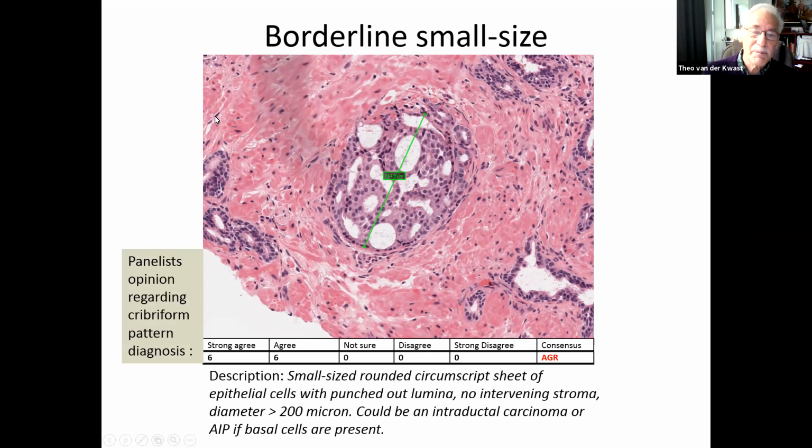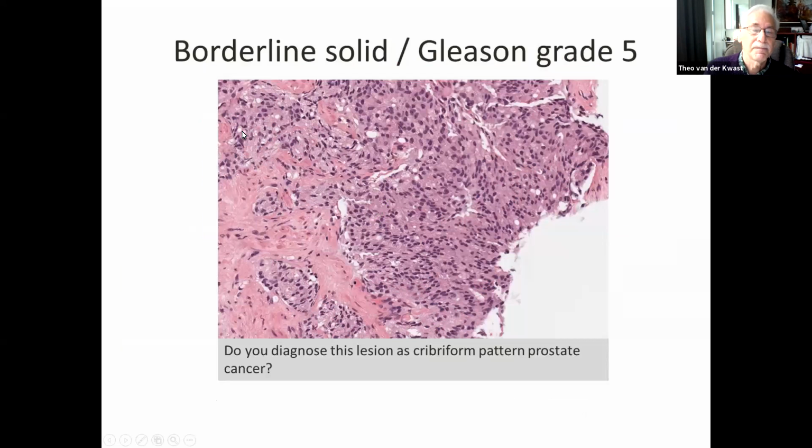What was the panelist opinion? The panelist opinion was, yes, this is cribriform pattern. They said this is again a small-sized, rounded, circumscribed sheet of epithelial cells with easily visible lumina, no intervening stroma. However, if there would be basal cells around, that was the comment, it could be diagnosed as intraductal carcinoma, although I don't think it is distended sufficiently. And in that case, you would call it atypical intraductal proliferation.